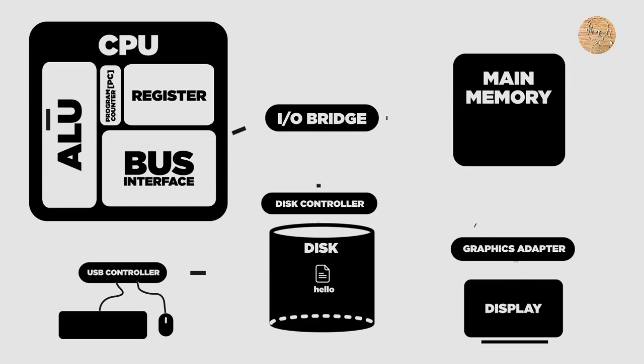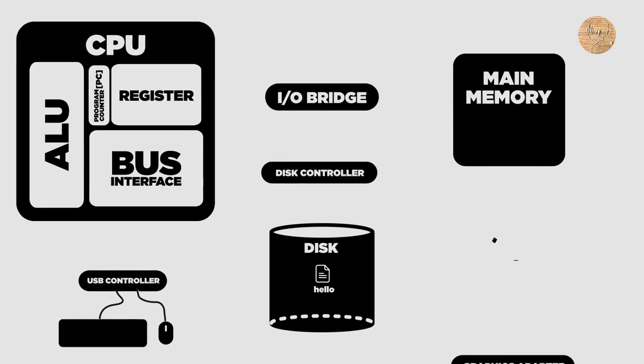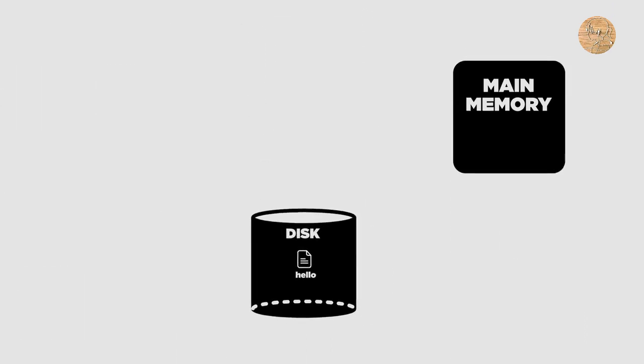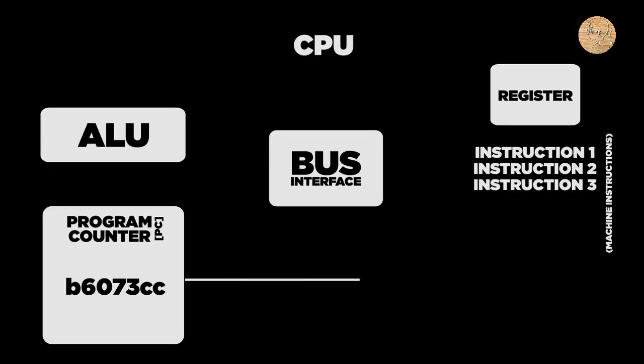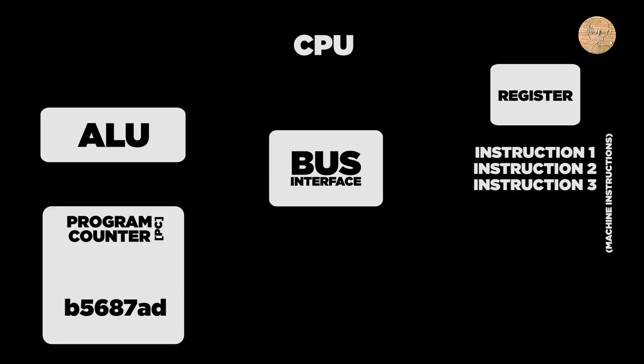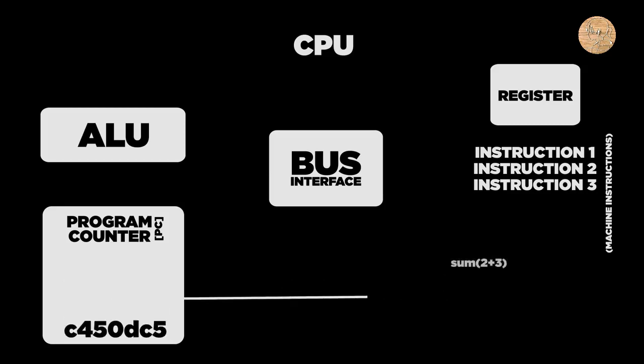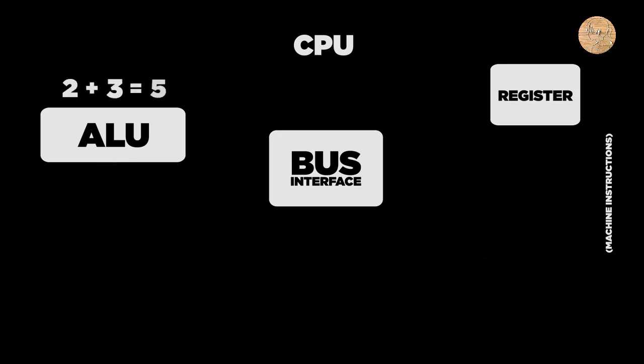Initially, our executable file hello is stored on the disk. When we run it from our terminal or command prompt, the code and the data present in the file hello is copied into the main memory. Now the program counter holds the first instruction that is to be executed. As each instruction is executed by the processor, the program counter holds the next instruction to be executed. The sum operation between the two numbers is computed by the ALU, or in other words, the arithmetic logical unit.